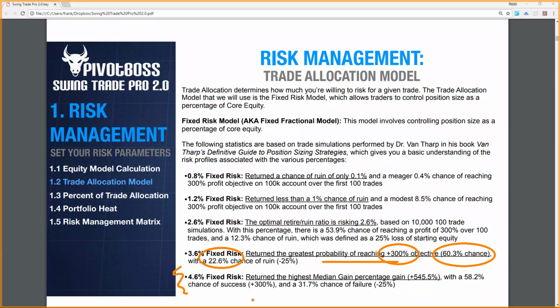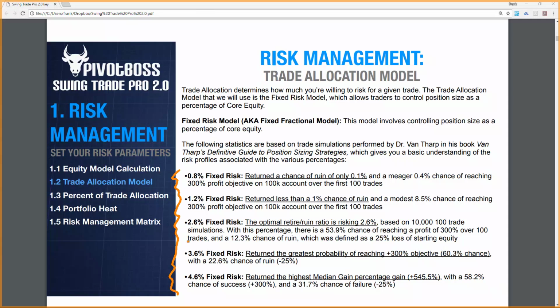Down here, 4.6% risk returned the highest median gain. The highest median gain was 545% with a 58% chance of success, but look at the chance of failure, almost a 1 in 3 chance of reaching a 25% drawdown. So I give you these stats to give you a framework, a basic understanding of the various risk profiles associated with the various percentages.